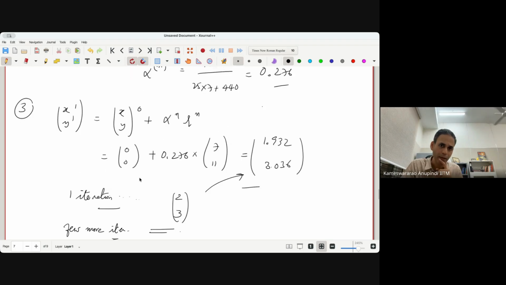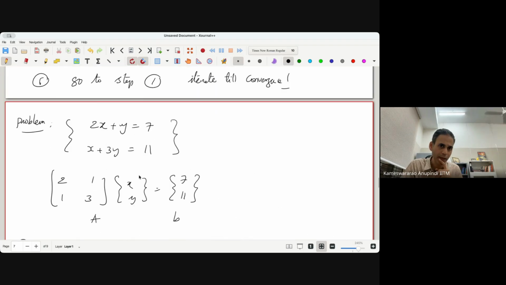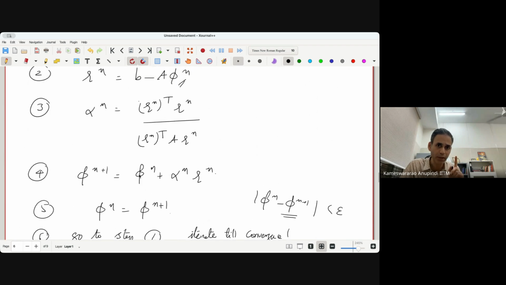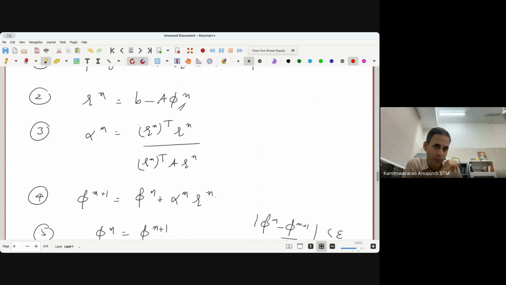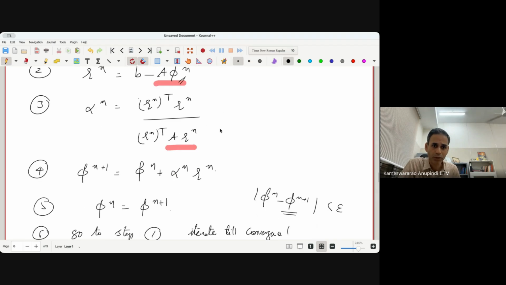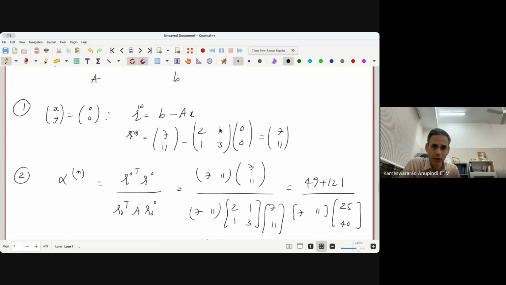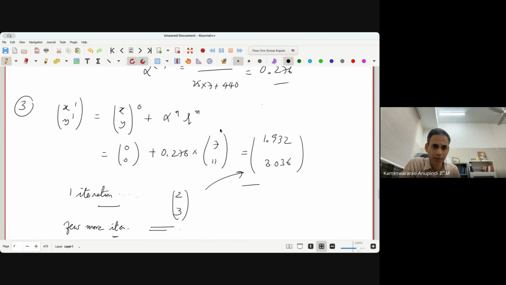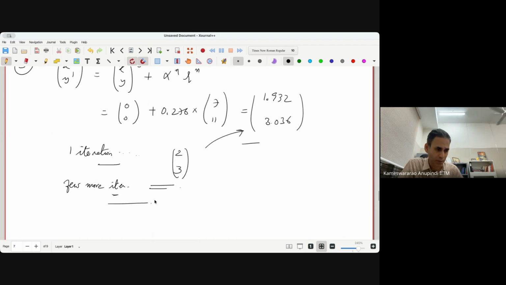What you see here is that in the algorithm there are two matrix vector multiplications. One is in the calculation of the residual, and the other is in the calculation of the step length, alpha n, where A times Rn appears. So there are two matrix vector multiplications which we need to perform.